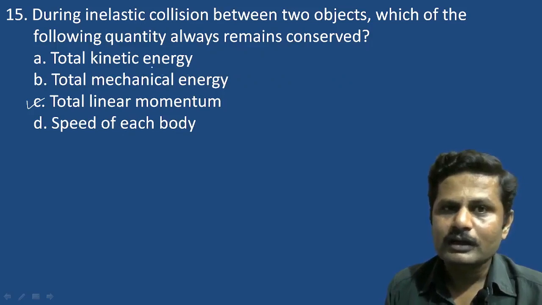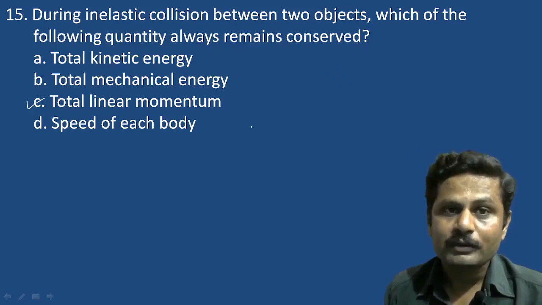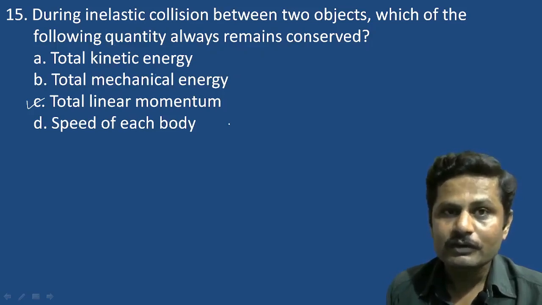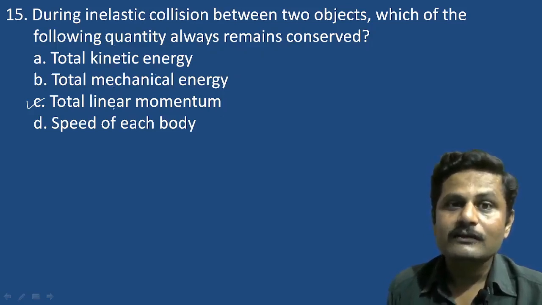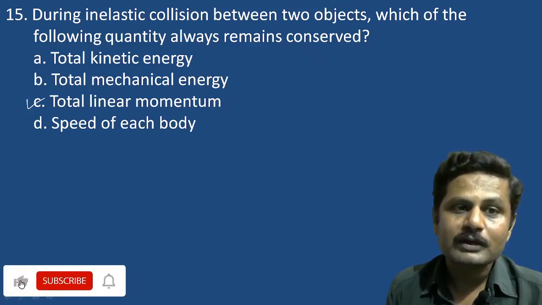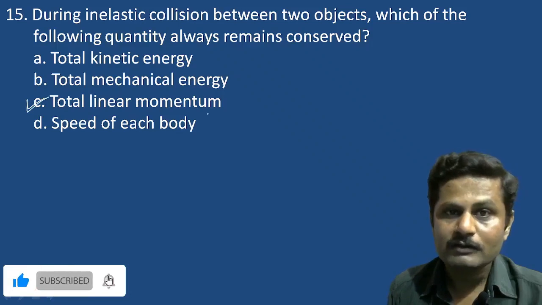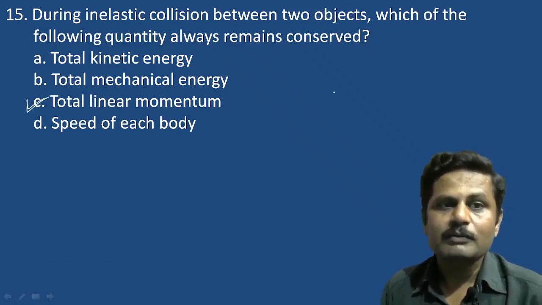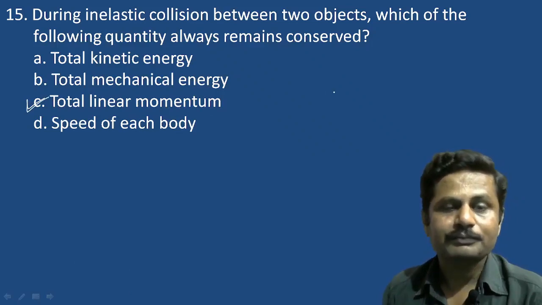But we know that kinetic energy is conserved only in a perfectly elastic collision, while some kinetic energy is lost during an inelastic collision. So therefore the total kinetic energy is not conserved in an inelastic collision. So option C would be the correct answer: total linear momentum is always conserved in all types of collisions. Okay, let me move to the next one, that is the 16th one.